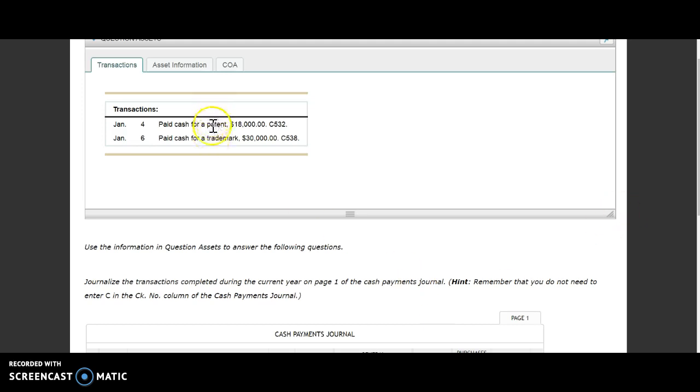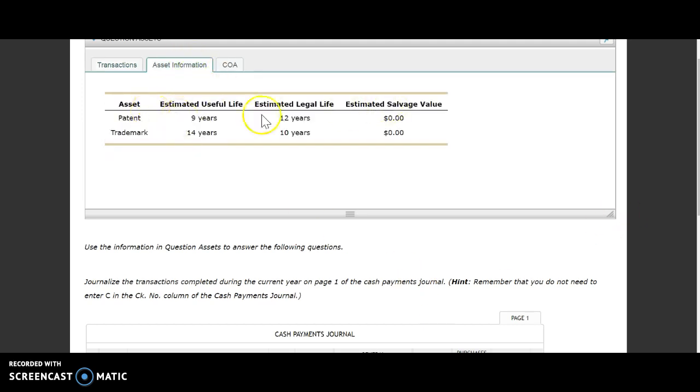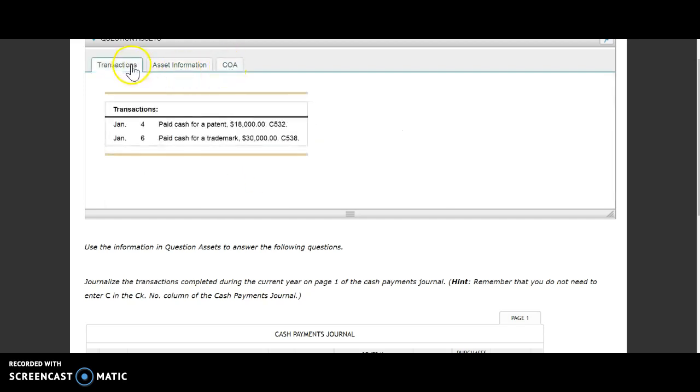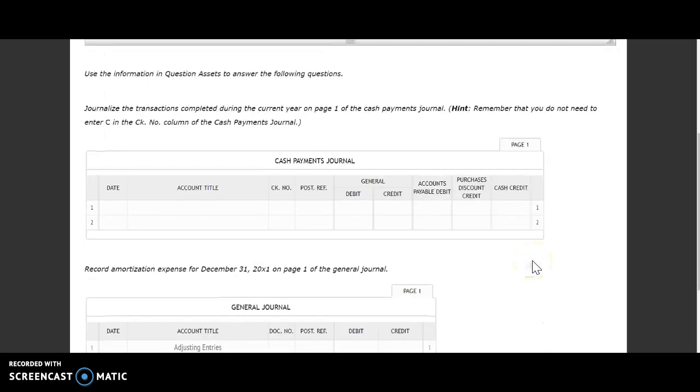So we have our 2 transactions, and then we have some information about our assets, and then we have our chart of accounts. So our first transaction on January 4th, it says that we paid cash for a patent, $18,000. We're using check 532. So we're going to go down to our cash payments journal, and we're going to record that.